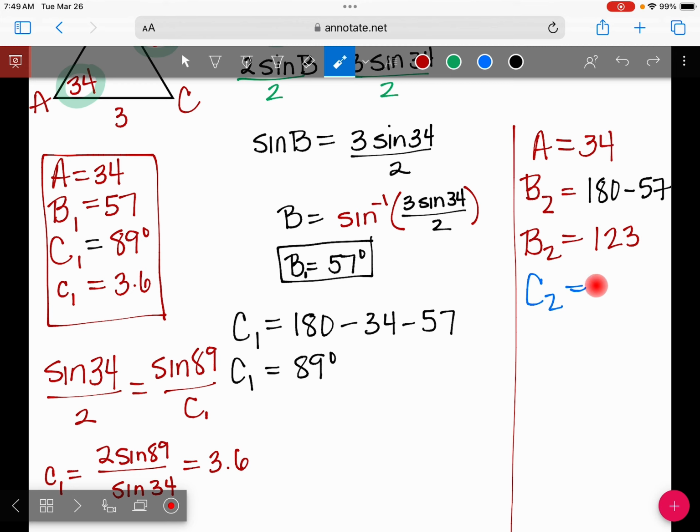All right, so what would the third angle be? If my angle B2 is really 123, that means C2 would have to be what? So you would have to take 180 and subtract 123 and 34. So 123 and 34 will give you what? 23.